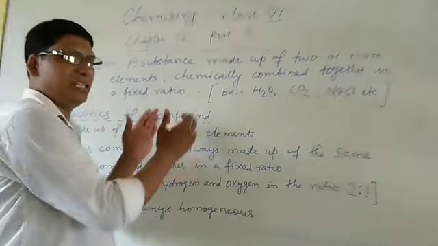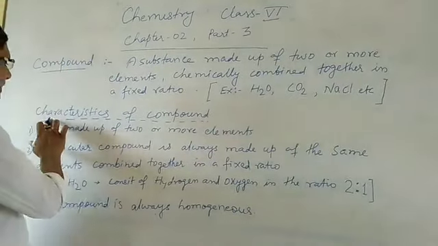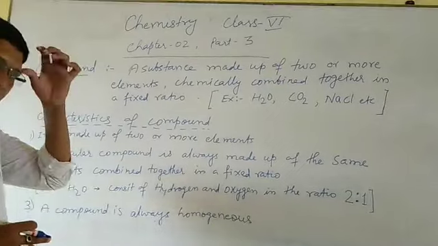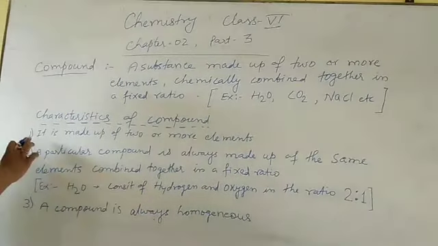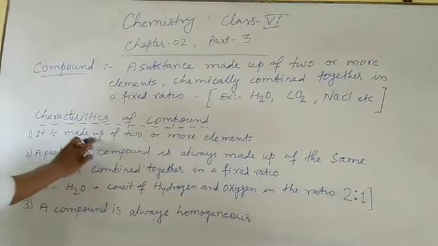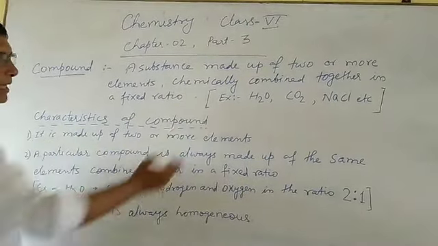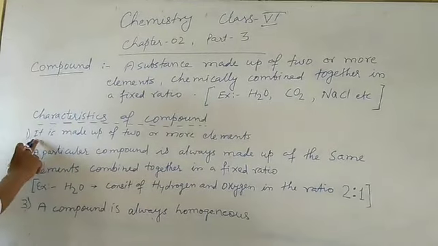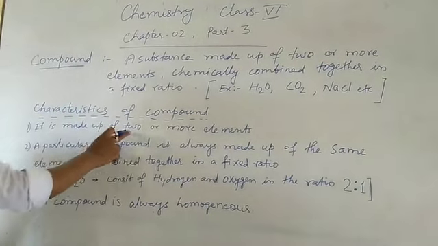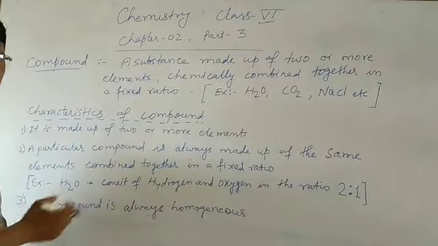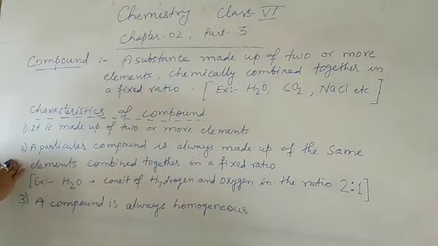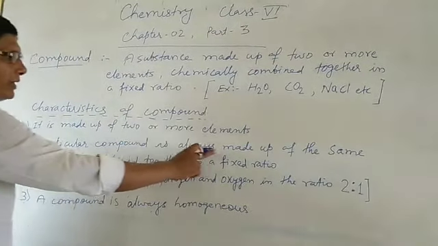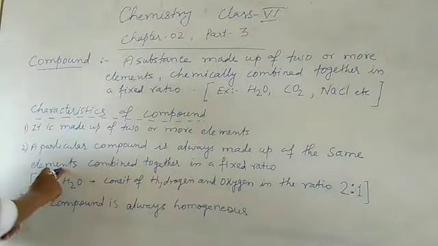Now let us see the next topic, that is characteristics of compounds. What are the different characteristics of a compound? First, it is made up of two or more different elements, as I have given in the examples earlier. Second characteristic, a particular compound is always made up of the same elements.